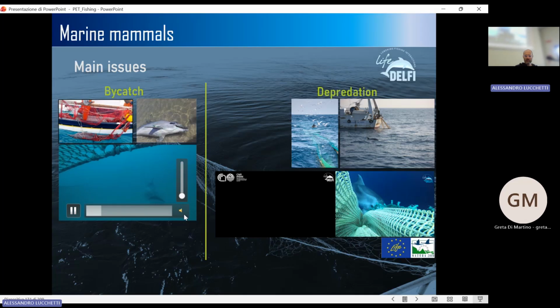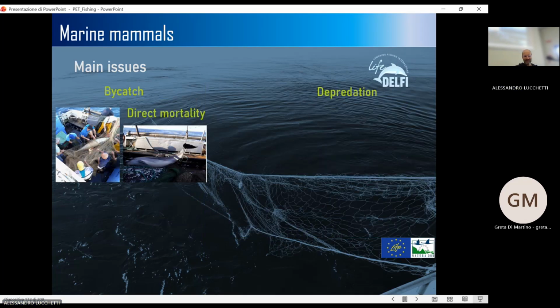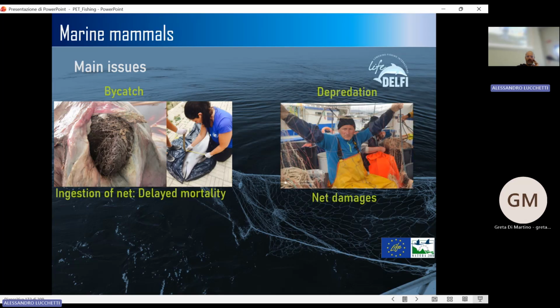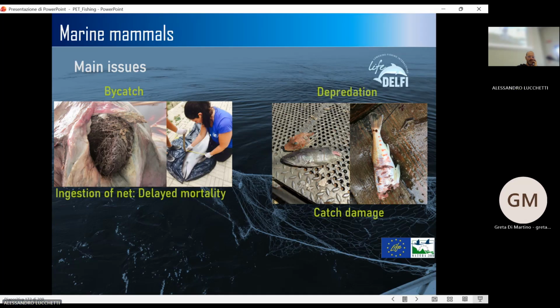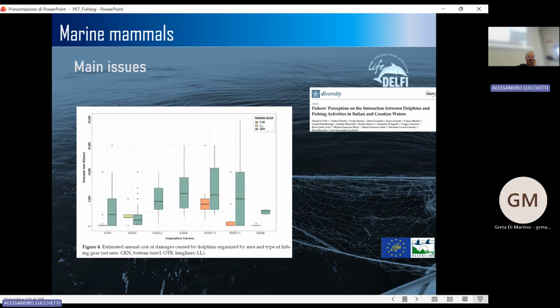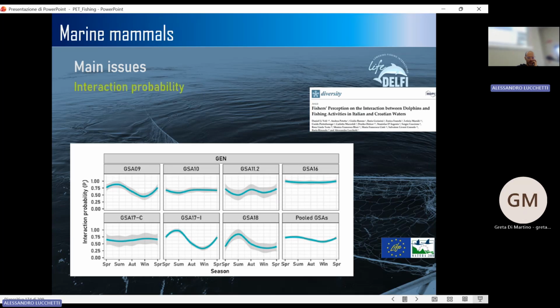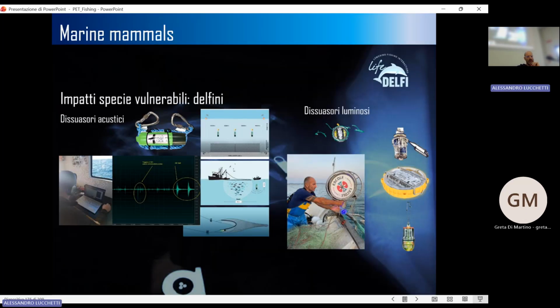Okay, for marine mammals, the problem is the one that I showed you before: net damage, catch damage. But what I want to show you is one of the, not solution, but of the possible solutions tested in the past: the use of acoustic deterrence.